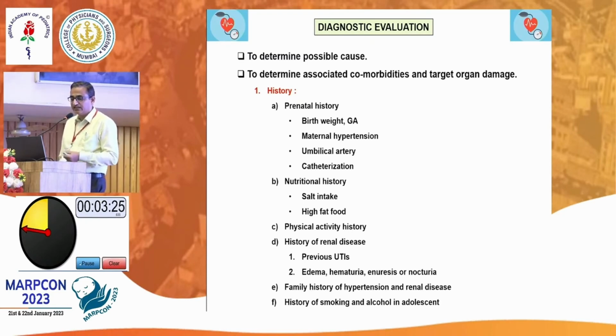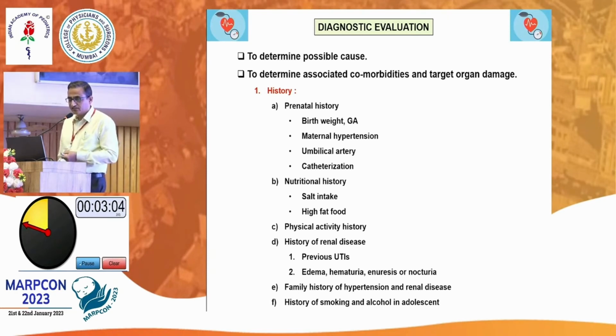One has to obtain a detailed history starting from the prenatal time. What was the birth weight? What was the gestational age? Whether any maternal complications like hypertension were present or not. Whether the child has undergone umbilical artery catheterization. Get a detailed nutritional history of the child. Find out how physically active the child is, or whether he is inactive.